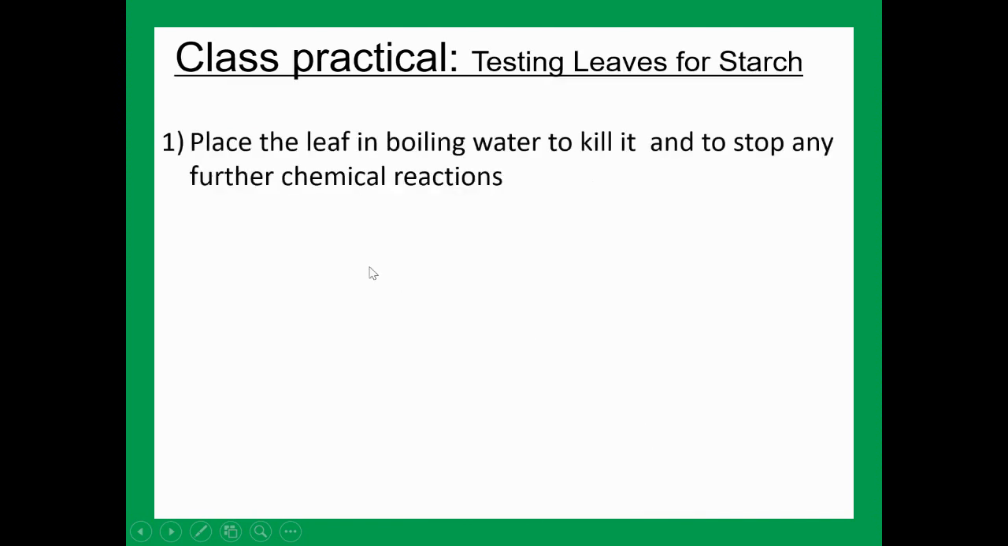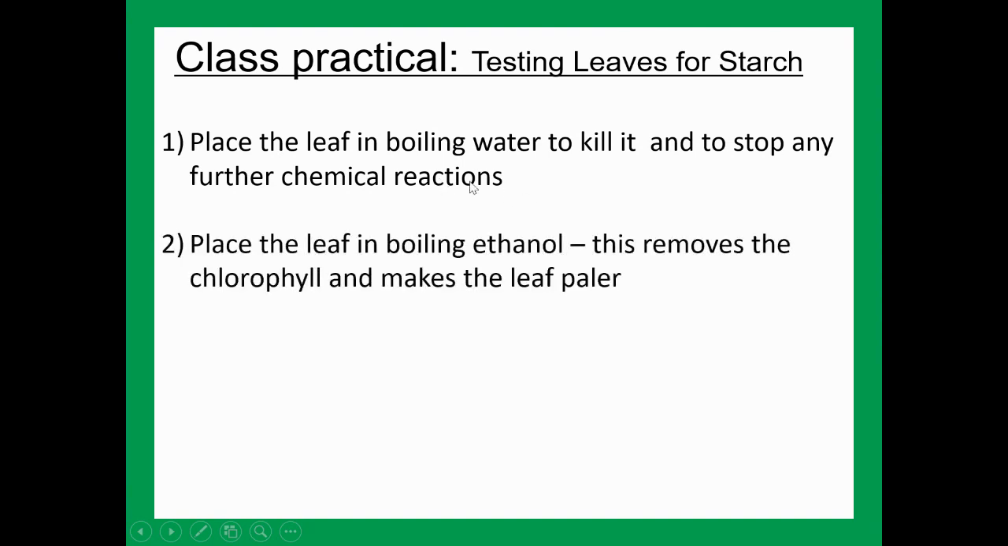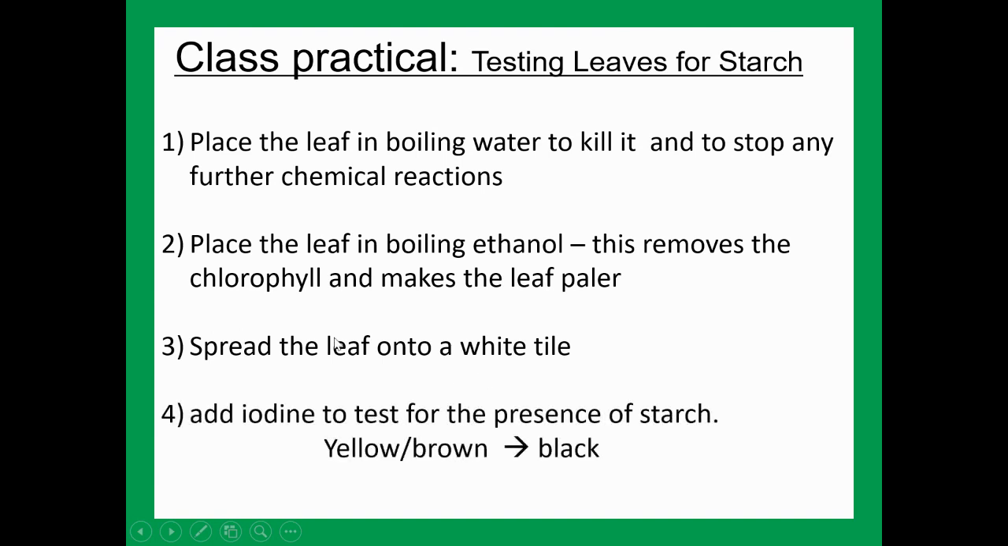So in summary, first you place the leaf in boiling water to kill it and stop the chemical reactions. Step 2, you place the leaf in boiling ethanol. This removes the chlorophyll and makes the leaf paler. Step 3, you spread the leaf onto a white tile, easy for you to see, and then you add iodine to test for the presence of starch. Now, what would that test look like? You can say it goes from yellowy brown to black.